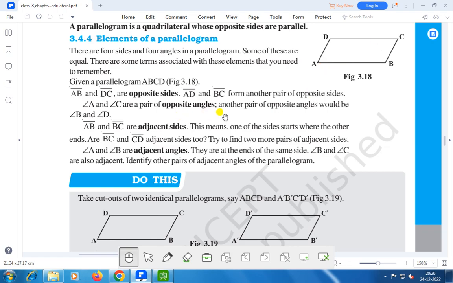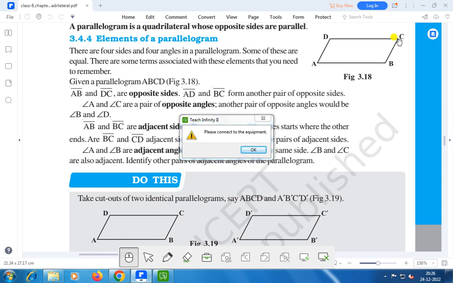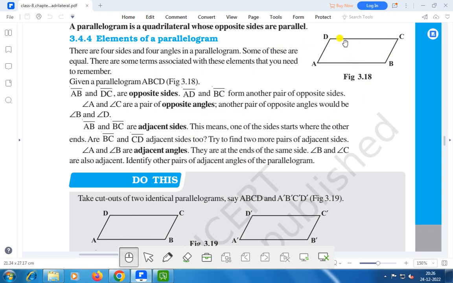Angle A and angle C are opposite angles. Angle B and angle D are opposite angles. Adjacent sides. AB and BC are adjacent sides. This means one of the sides starts where the other ends. Are BC and CD adjacent sides? Yes. The line starts from B and ends here at C. And this CD starts at C and ends at D. Therefore, this is also adjacent sides.